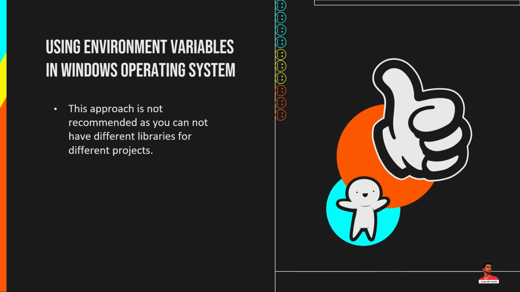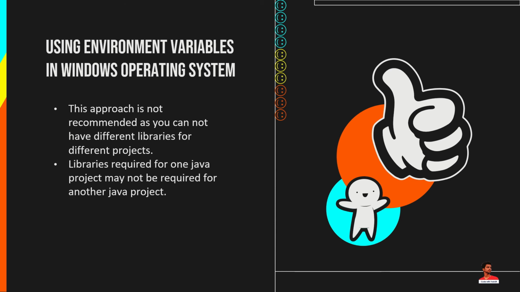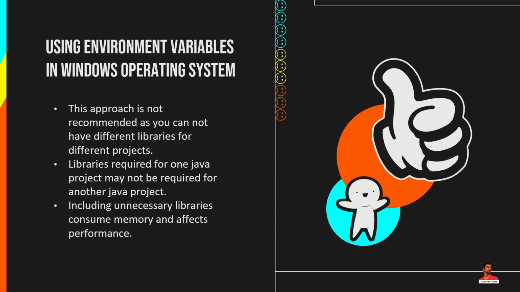Next, using environment variables in Windows operating system. This approach is not recommended as you cannot have different libraries for different projects. Libraries required for one Java project may not be required for another Java project. Including unnecessary libraries consume memory and affect performance.